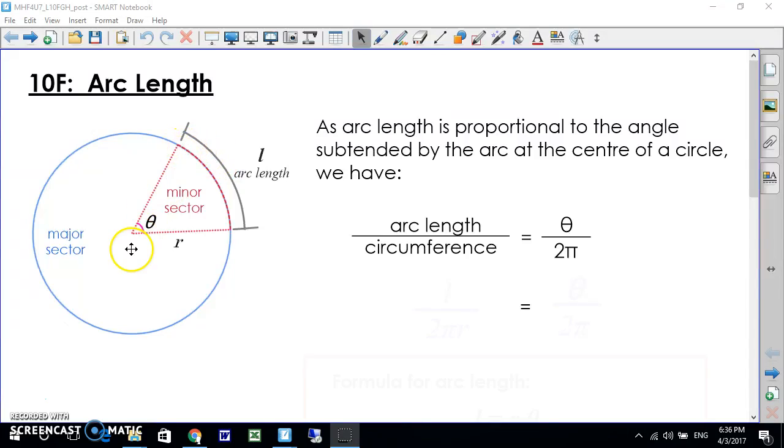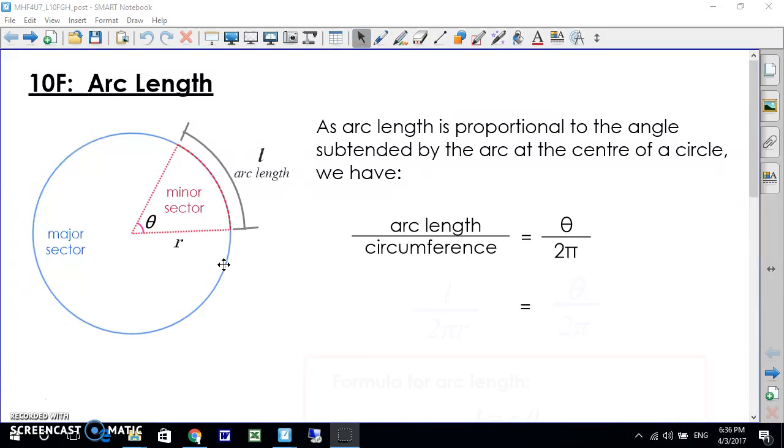And if you mark off a little section in the circle, the smaller piece is called the minor sector, and the angle contained in this minor sector is theta. The arc length that subtends this minor sector is L, as compared to the rest of the circle, which is the major sector.